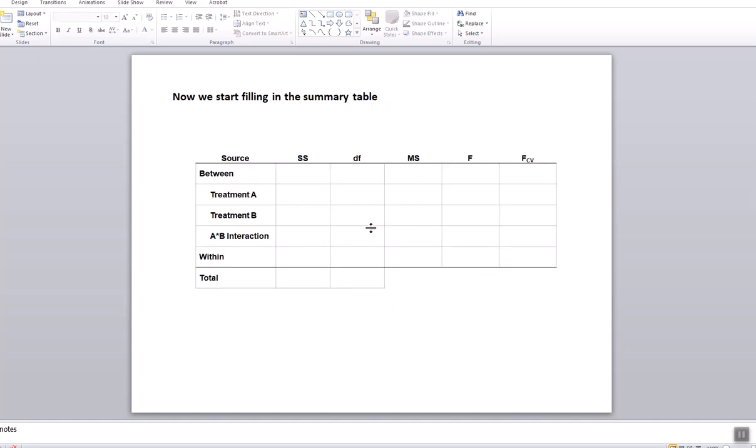Now I do have some animations in here, but I guess it's not going to work, and I don't want to start over. So so bear with that.